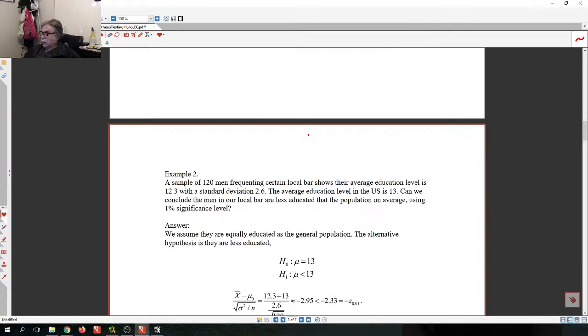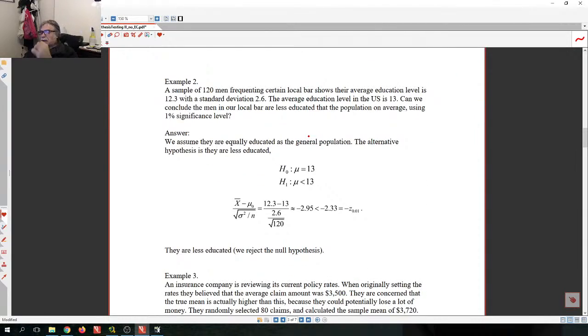Okay, one more. A sample of 120 men frequenting certain local bars shows their average education level is 12.3 and standard deviation is 2.6. That's all sample data. Sample mean, sample standard deviation. The average education in the United States, 13 years of schooling. Okay, so, elementary school plus high school plus apparently 1 year of college, something like that. Okay? Can we conclude that the men in our local bar are less educated than population on average, using 1% significance level?